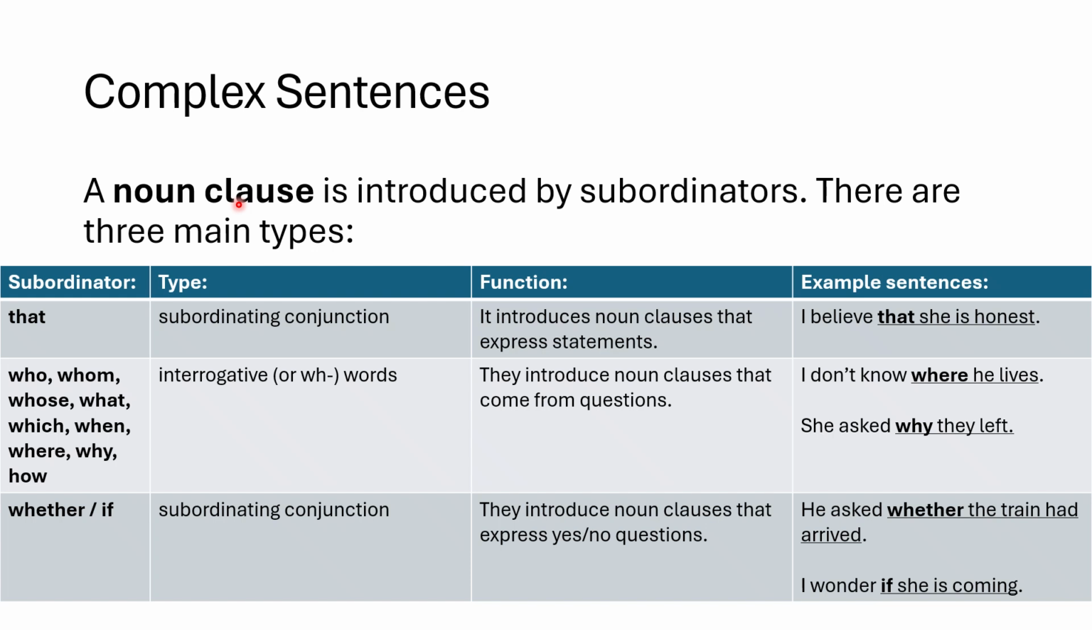A noun clause is introduced by subordinators. There are three main types. Subordinators are also known as noun clause introducers. Although noun clauses are dependent clauses, they are essential to the meaning of a sentence. Removing them often leaves the sentence incomplete or unclear.